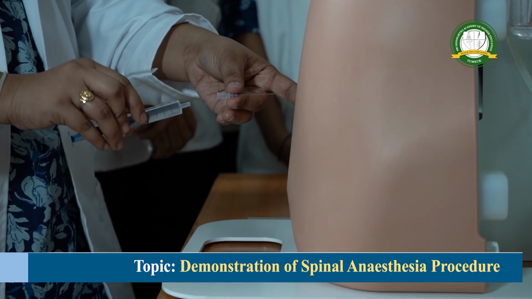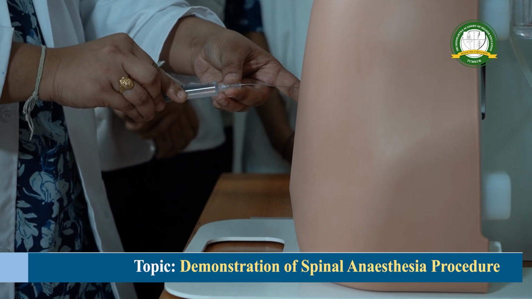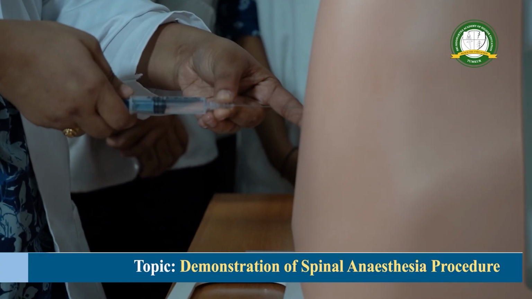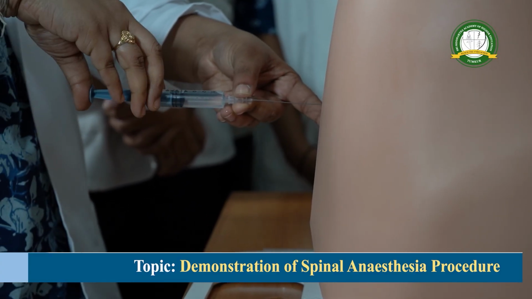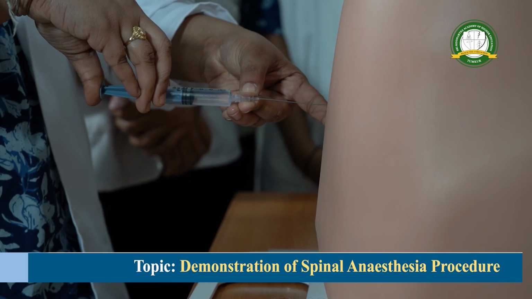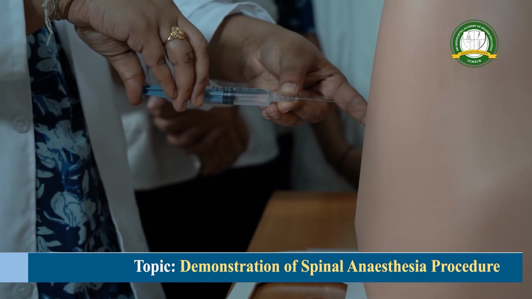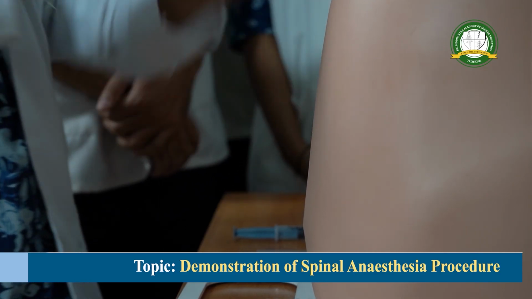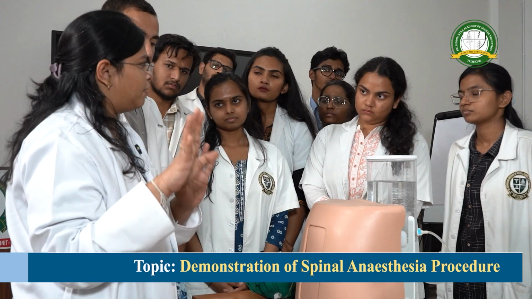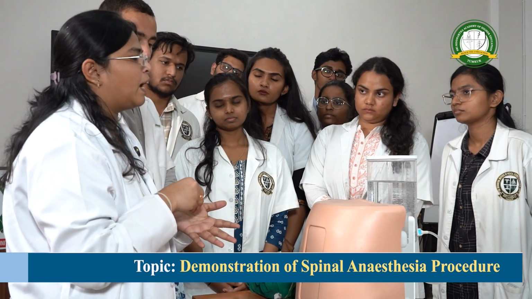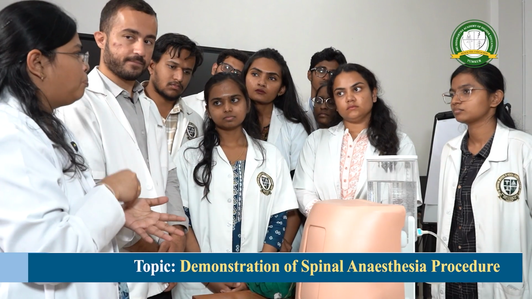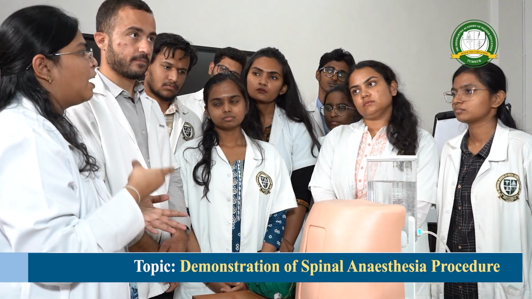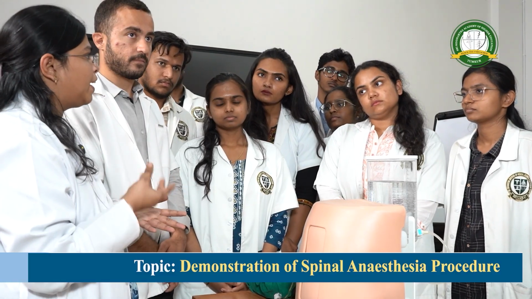After confirming the CSF flow, you have to connect the syringe, lock it, then withdraw, then inject the drug. Once it gets over, you have to pull out, make the patient supine and check the vitals. After giving spinal, ideally there will be hypotension, bradycardia, and in some patients, because of high spinal effects, there will be chances of difficulty in breathing.